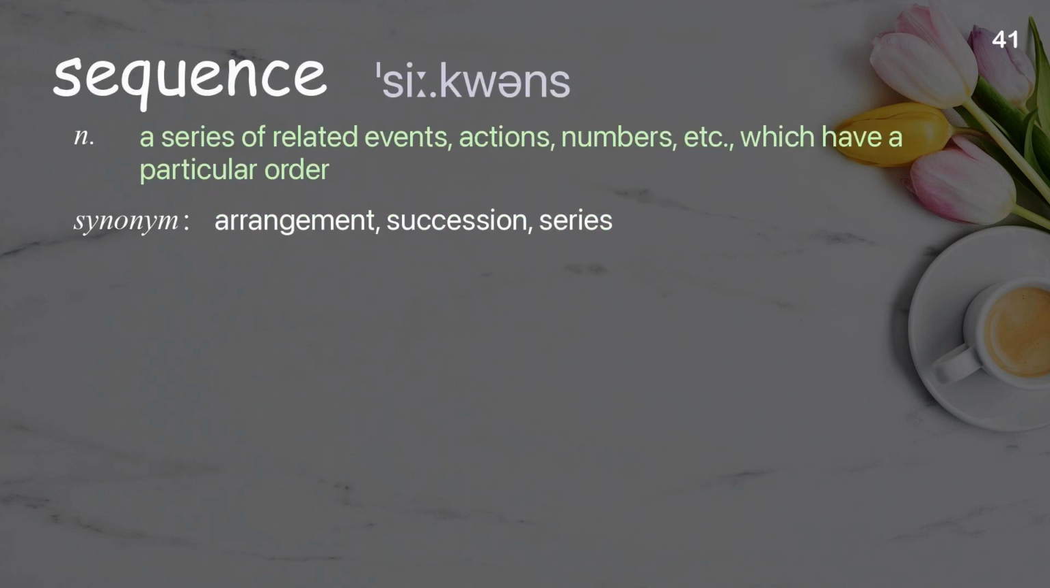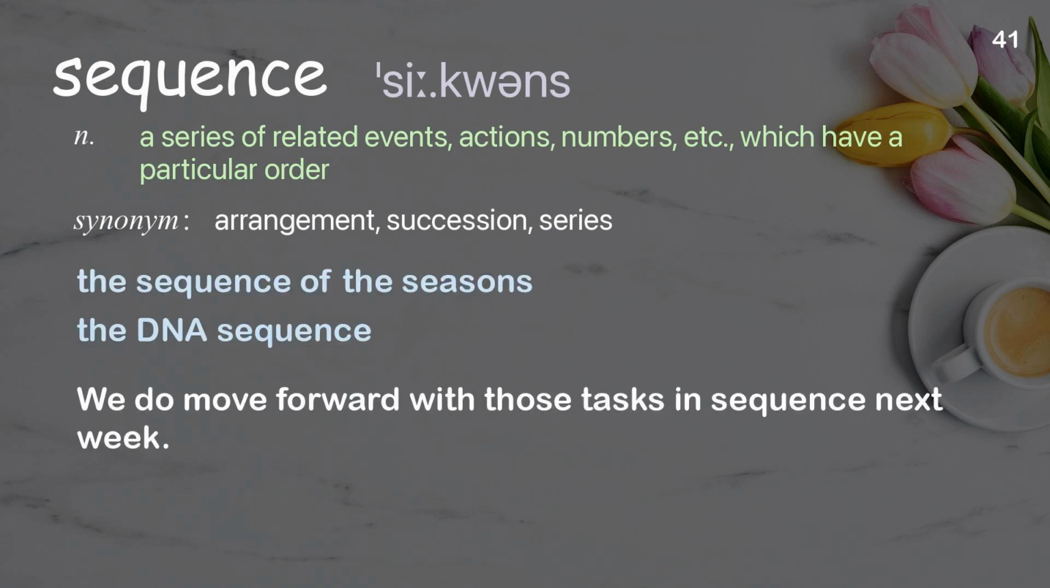Sequence. A series of related events, actions, numbers, etc., which have a particular order. Examples: the sequence of the seasons. The DNA sequence. We do move forward with those tasks in sequence next week.